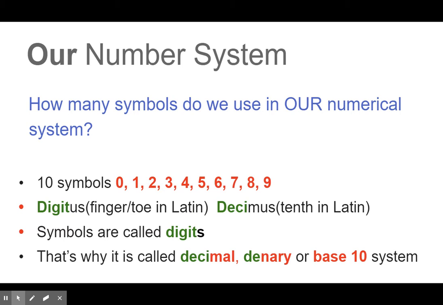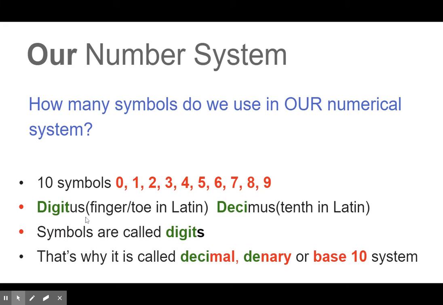We borrowed a lot of words and kind of stole from the Latin language to build up the English language, and other languages borrowed from it. So in Latin, digitus is finger or toe, and decimus is tenth. So we call these 10 symbols digits, which comes from digitus.